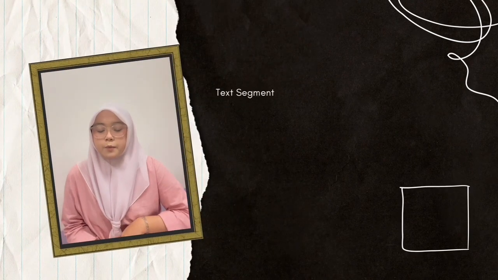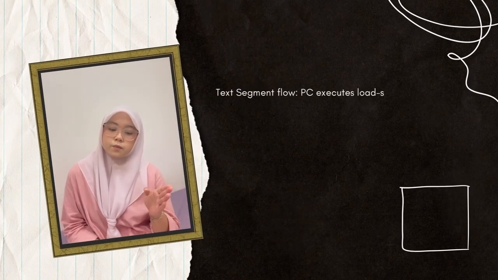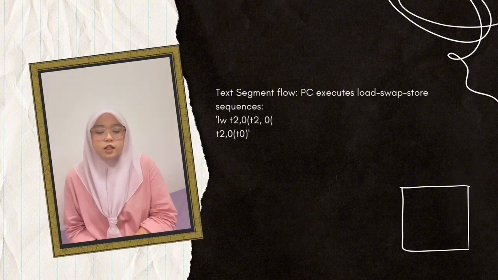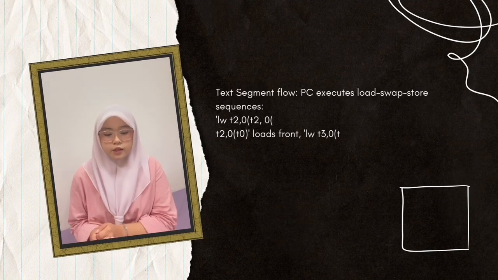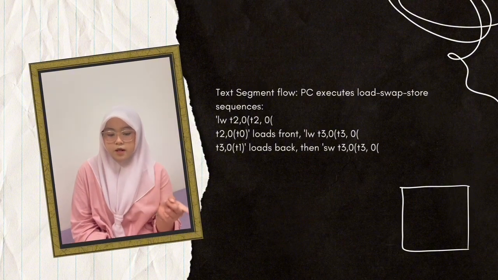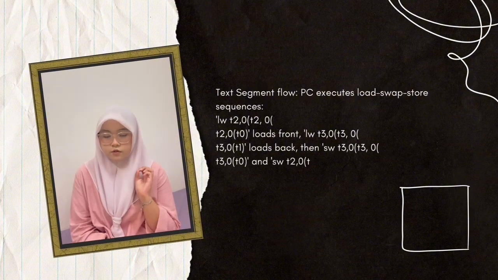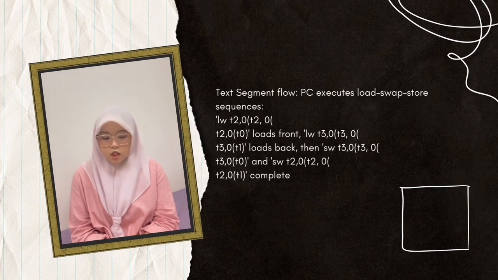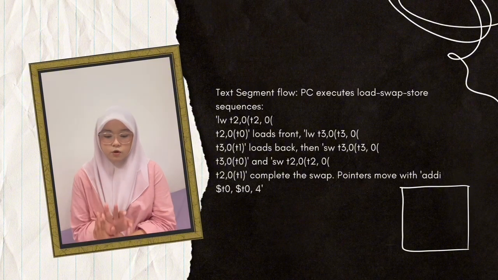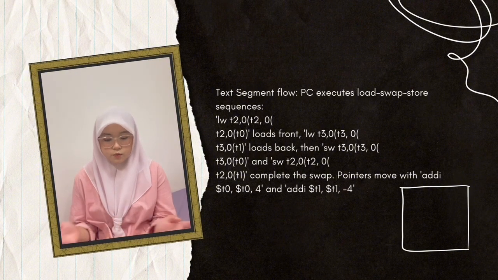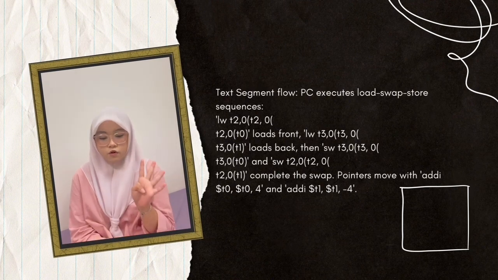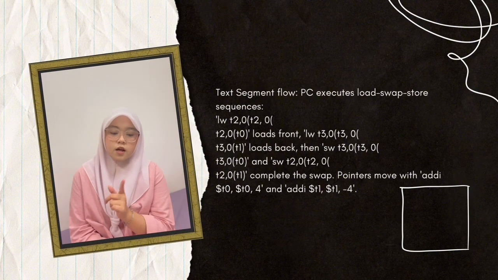Text segment flow. The PC executes load, swap, store sequences. LW S2 0 S0 loads from the front, LW S3 0 S1 loads from the back, then SW S3 0 S0 and SW S2 0 S1 complete the swap. Pointers move with addi S0 S0 4 and addi S1 S1 -4.